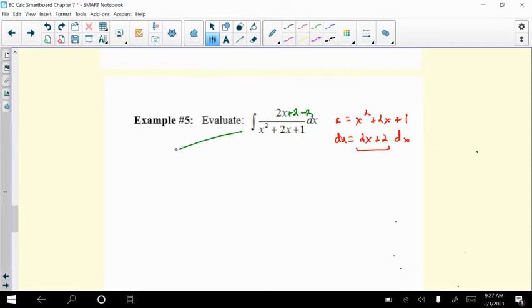But let's break that up into 2 separate integrals then. So this would be the integral of 2x plus 2 divided by x squared plus 2x plus 1 dx, and then plus the integral of negative 2 over x squared plus 2x plus 1.